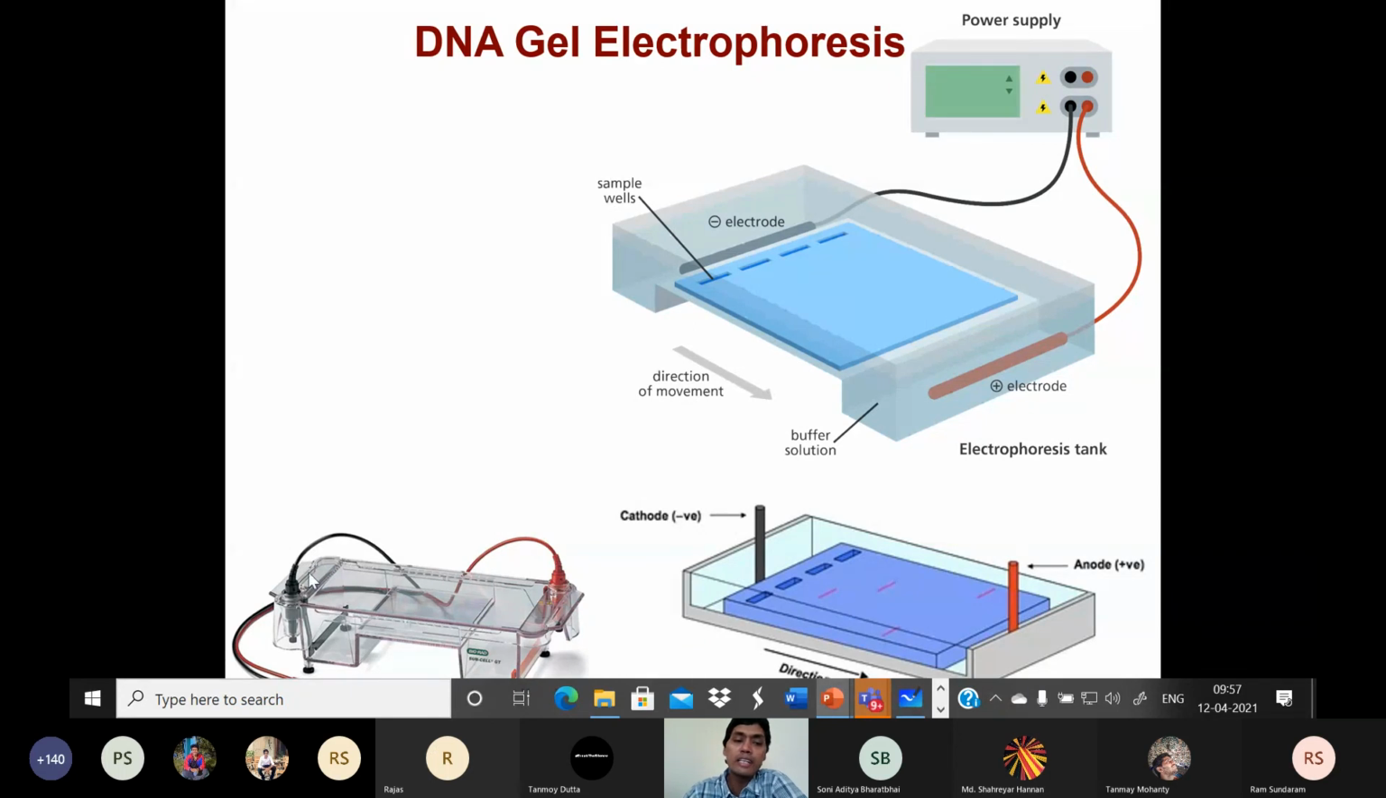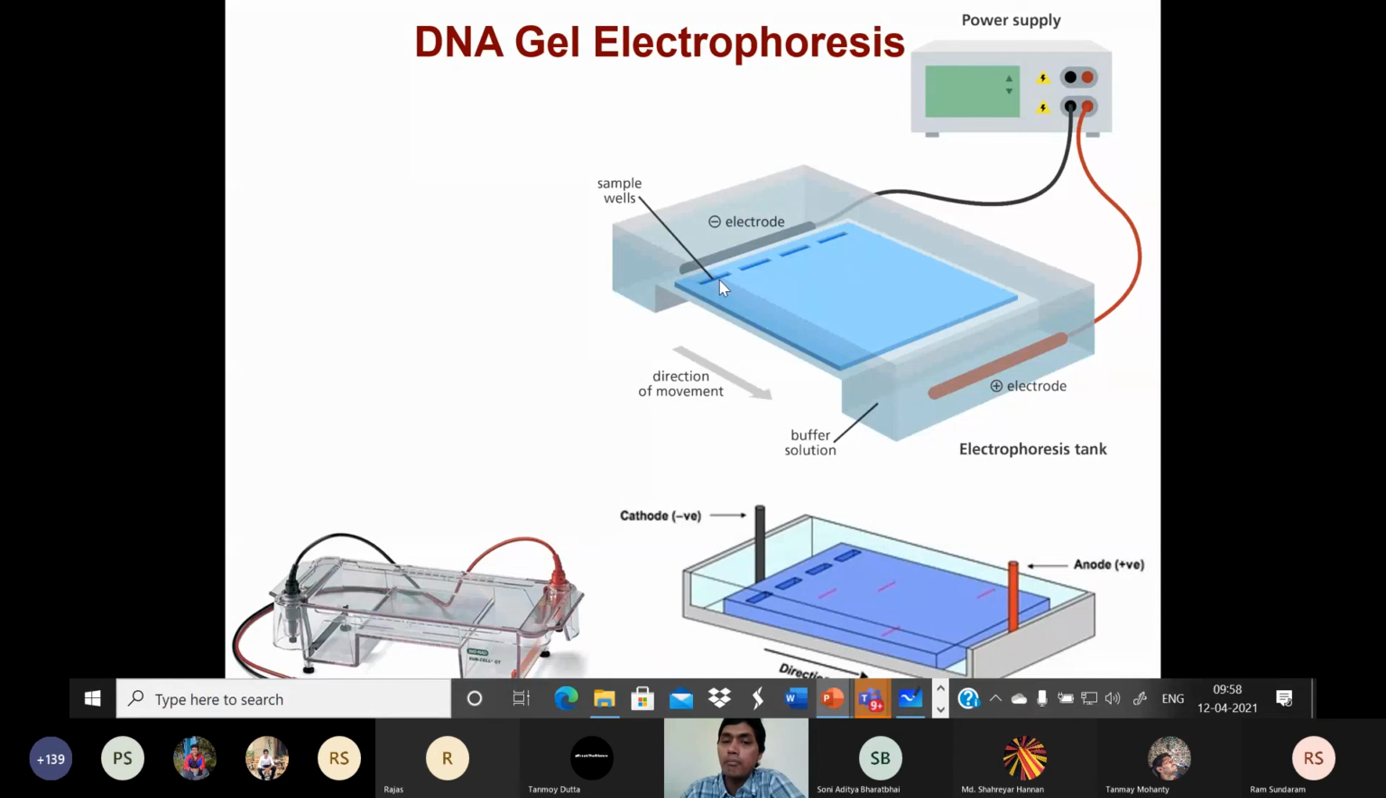And now you have a negative and a positive electrode. In this case, for example, this is the negative electrode, this is the positive electrode, and you make some small wells here. You can make them when you are making the gel. Here DNA is nothing, I haven't talked about DNA yet. This is agarose boiled with water, and when you cool it down, that will make this gel.